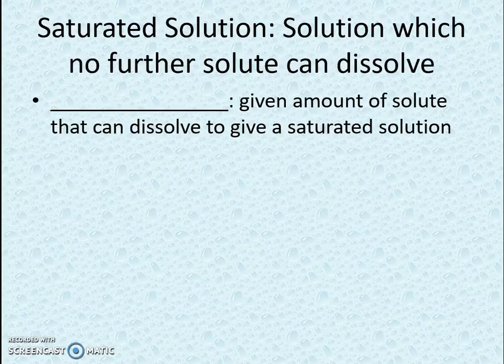I know. Okay, so saturated solution. There's different ways we can talk about a solution. A saturated solution is one in which no further solute can be dissolved. Okay, solubility, when we talk about solubility, we're just talking about the given amount of solute that can dissolve to give a saturated solution. So when we say that we're trying to make a saturated solution, the solubility just says how much can we dissolve at a given temperature or pressure.